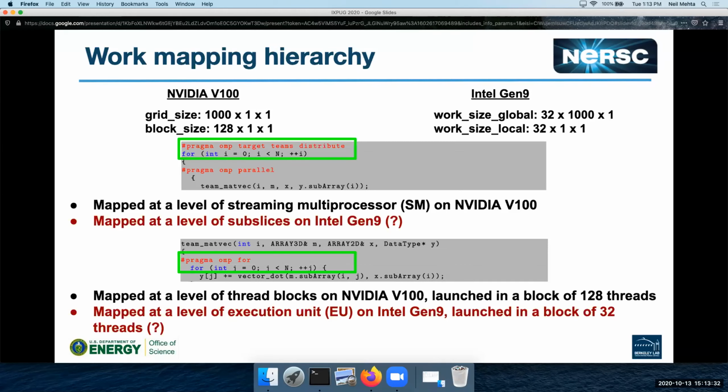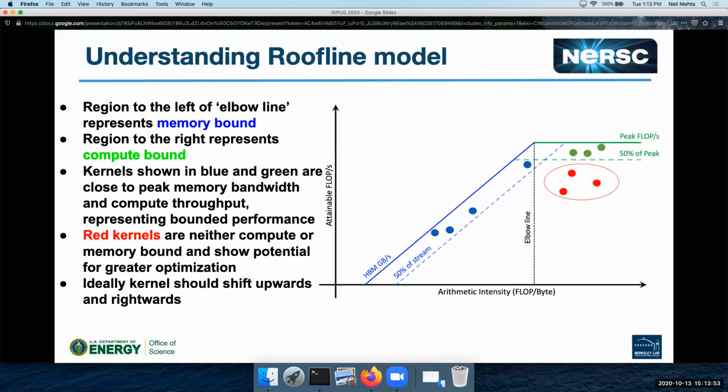Similarly, we believe that the OMP pragma OMP4 is being mapped to the level of execution units on Intel Gen9 and launched in a block of 32 threads. SIMD, when it comes, we would love to see how it makes use of the compute resources on either of the two machines. Just to give you a brief understanding of what the Roofline method really leads to.